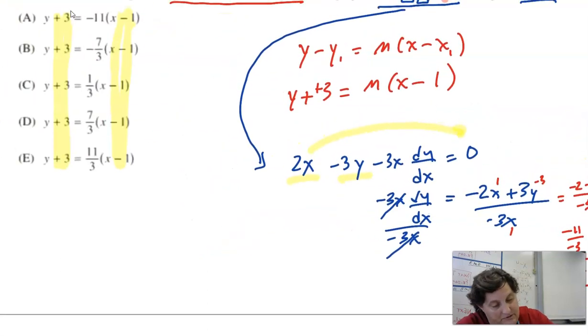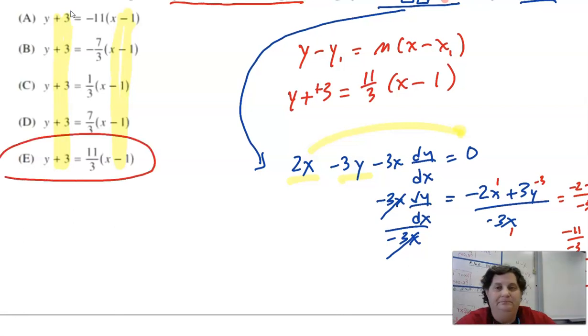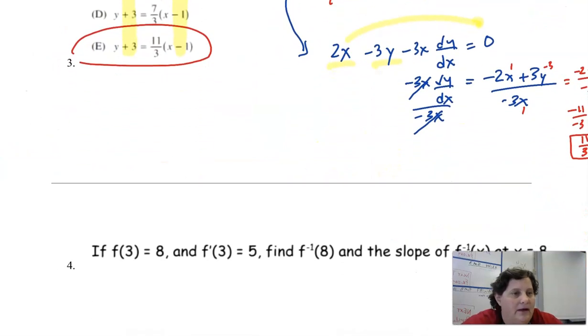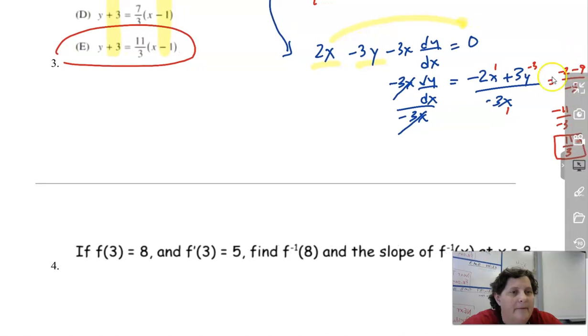So that's my slope. So that would go right here on my equation of my tangent line, and I will pick that one. Okay? Okay, let's see here. There we go. All right.